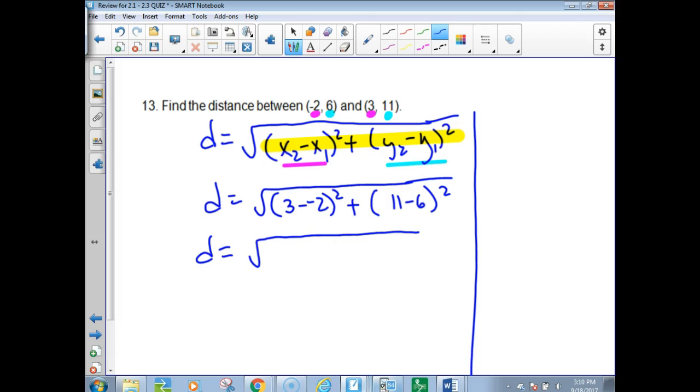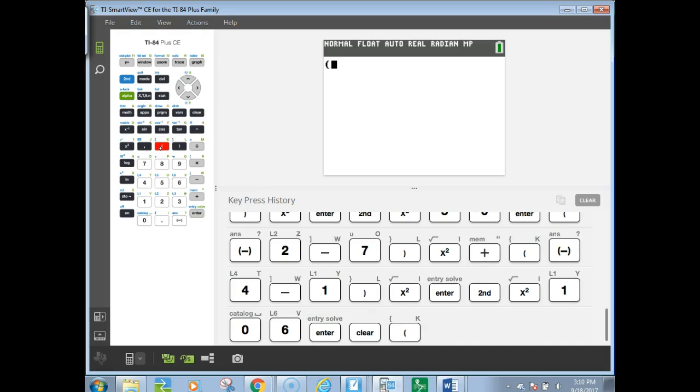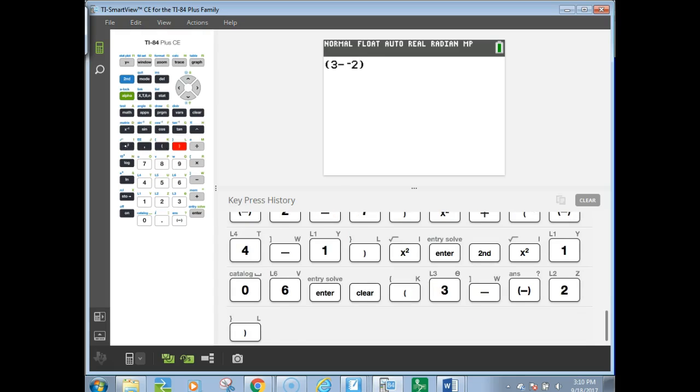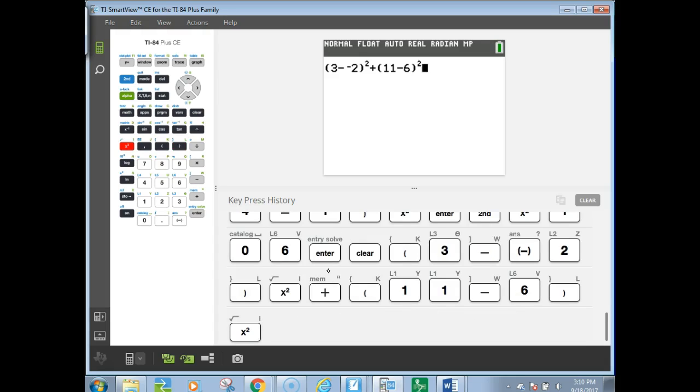All right, here's how you want to type it on the calculator. Parenthesis, 3 minus, was it -2? Close the parenthesis, hit the squared button. Plus, parenthesis, 11 minus 6. Close it, square it. This is what you should type in the very beginning, and then hit enter. If you are getting 50, you are typing it well. If you're not getting 50, you are doing something wrong.